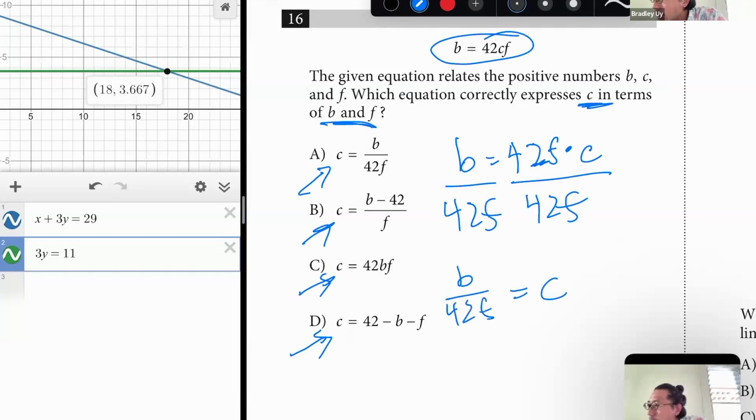Okay, because all of this stuff, 42F over 42F cancels out because it's equal to 1. Okay, anything divided by itself is 1. So that's what leaves us C by itself. Okay, 1C. And B over 42F is the right answer, and that would be choice A. Okay, B over 42F. Okay, next.